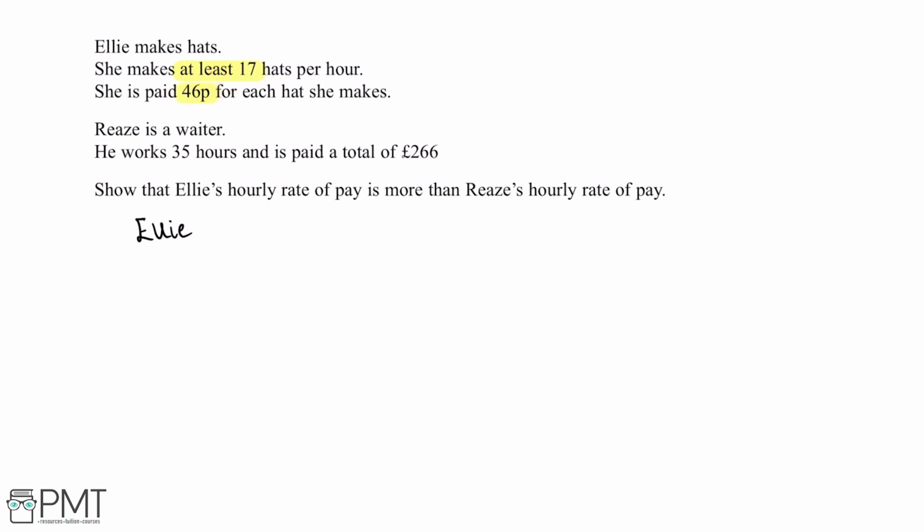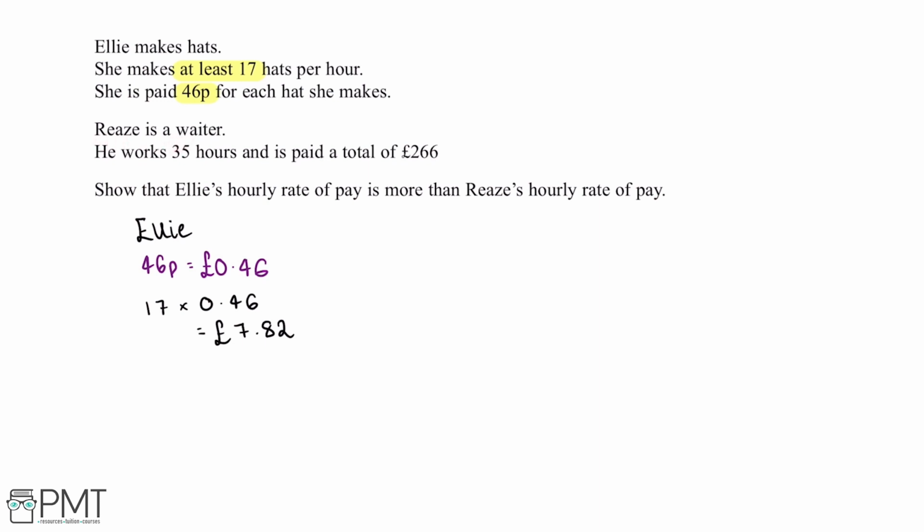Now the best way to do this question is to convert this 46p into pounds, so that we can compare Ellie's hourly rate to Ray's hourly rate. So 46p is equal to £0.46. So in order to work out Ellie's minimum hourly rate, we need to do the calculation 17 multiplied by 0.46. And if we put this into our calculator, we'll get an answer of £7.82.